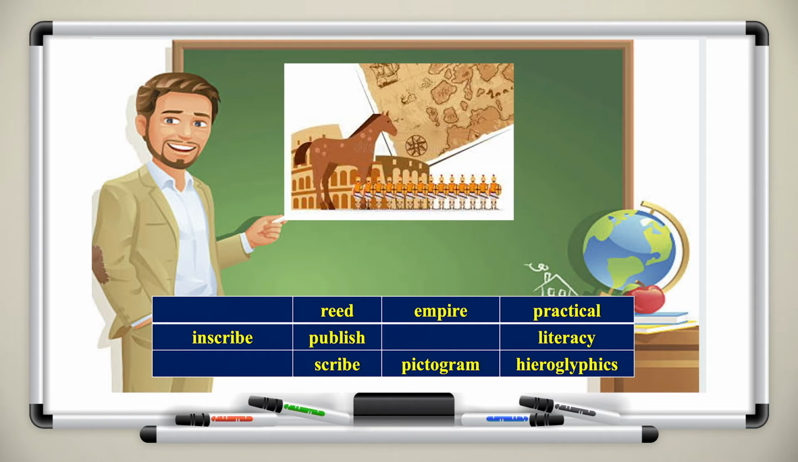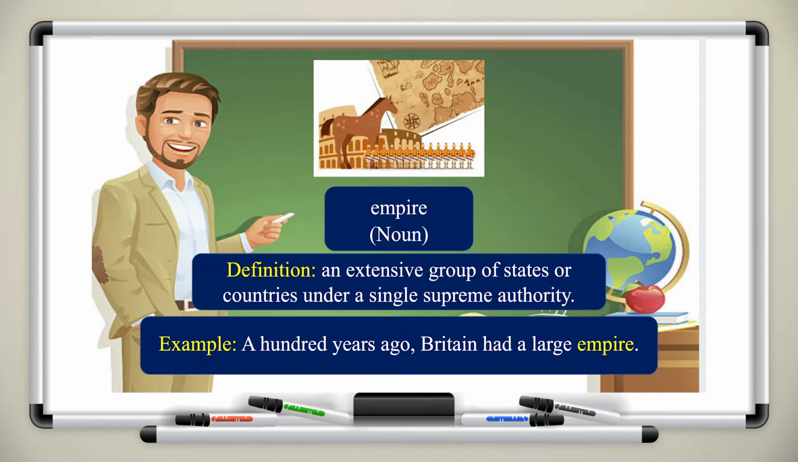Next one, I just gave you a hint in the previous word. We have a picture here of something, a horse maybe, some different theme or part of history. It's an empire. It means an extensive group of states or countries under a single supreme authority. For example, 100 years ago, Britain had a large empire.